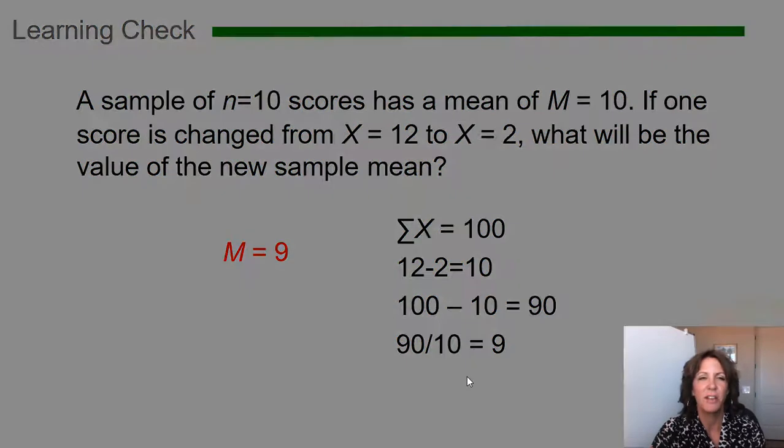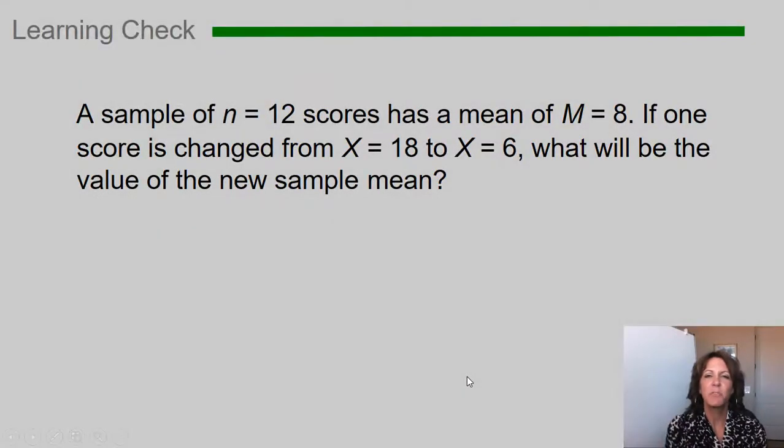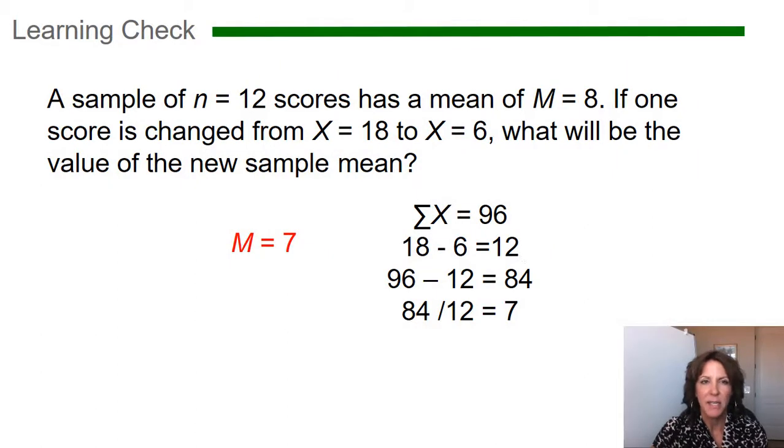All right, let's try another one. A sample of 12 scores has a mean of 8. If one score is changed from 18 to 6, what will be the value of the new sample mean? So let's take a look. We have a sample of 12 scores and a mean of 8. The first thing that we need to do is figure out the total of all of the scores, which is 96. 12 times 8 is 96.